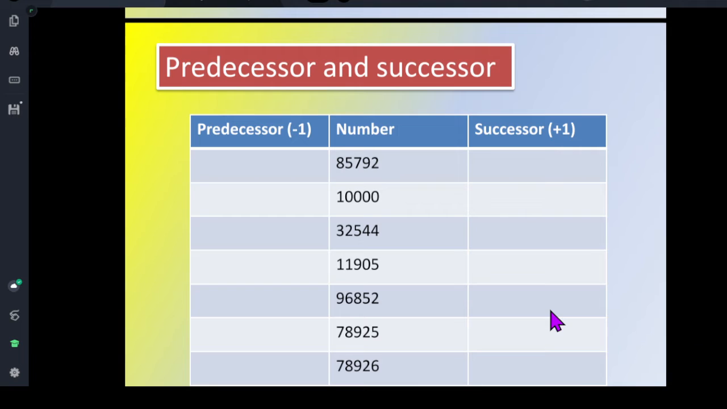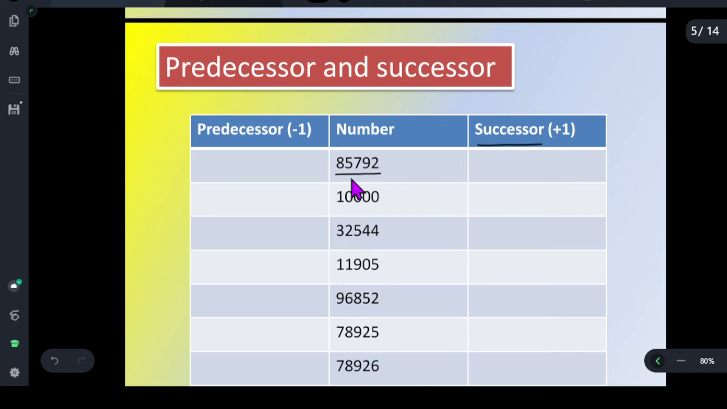Now we will see predecessor and successor. What is predecessor and successor? If you are given any number, the previous number is the predecessor of it, and the number coming after that number is the successor of it. In simple language, we can say if we subtract 1 from this number, we will get the predecessor of this number, and if we add 1 to this number, we will get the successor of this number.